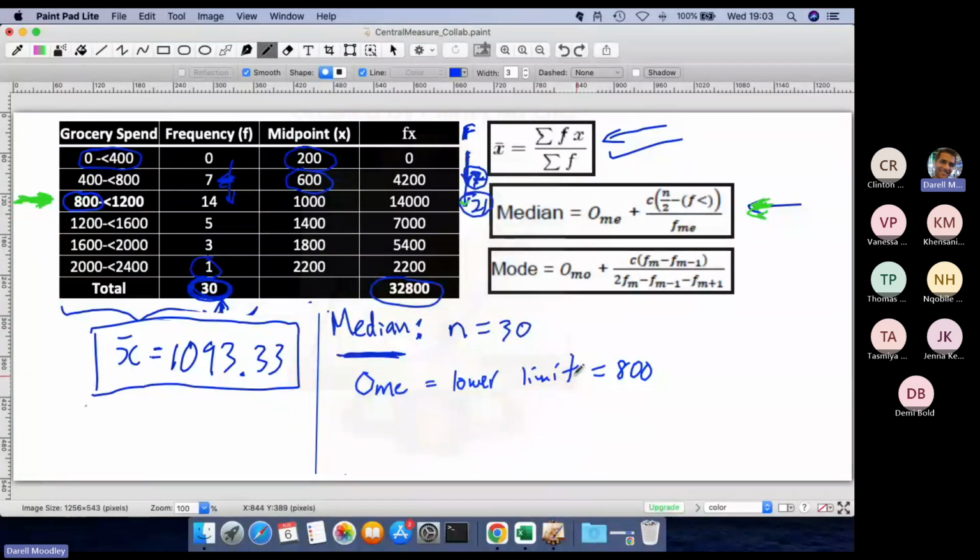So please make sure you get the right interval, and you understand how to get it. That's your L, the first value in the formula. The next value that you see there is the C in that formula. C is just the class width.